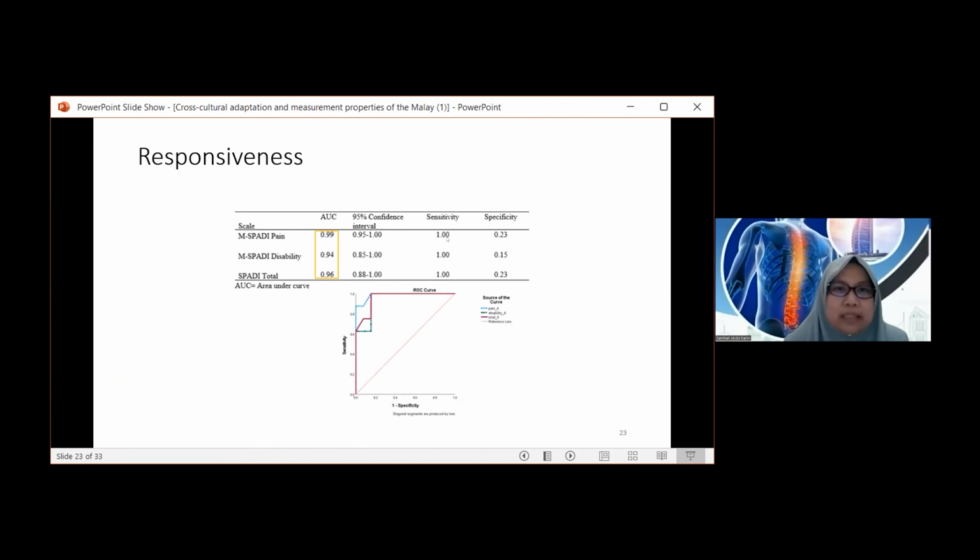For responsiveness, each of the M-SPADI components showed area under the curve of more than 0.9. 30 patients with rotator cuff tendinopathy who underwent regenerative therapy were evaluated after 3 months. Numerical rating scale score of 5 and more was considered no efficacy, and less than 4 was considered efficacy. The M-SPADI was able to differentiate between these two groups.